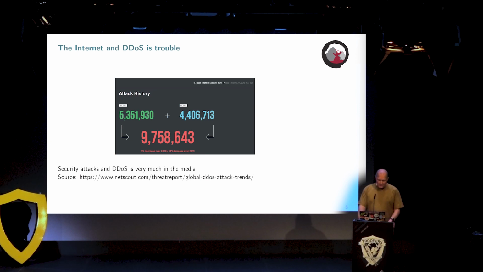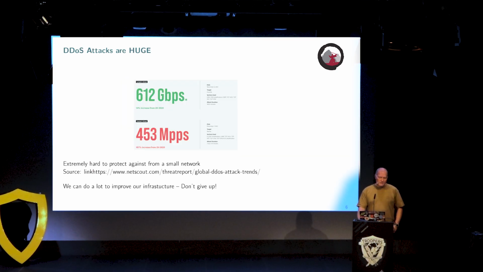So starting out, the internet is trouble. We know that going onto the internet, connecting to the internet, having a business on the internet, we will get all of these attacks. And I have taken some of these numbers, which are quite annoying, quite big. These are from NetScout. They show that they have seen an increase, and we see an increase year after year of DDoS attacks. We are also seeing that these DDoS attacks are huge.